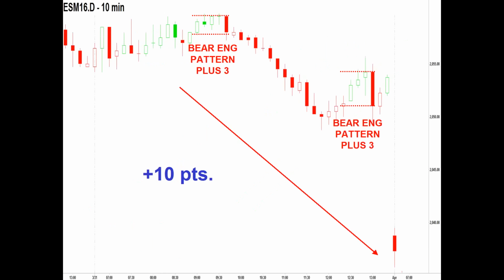Obviously, some news came out or something happened overnight that caused the futures to gap down lower. Did we know about that? Did they call us up? Did the CME call me up and say, Steve, tell your students to go short? No, the market told us. The chart in front of us tells us.